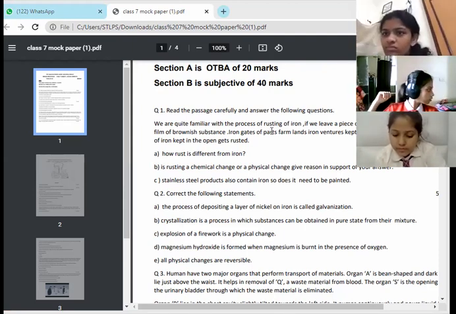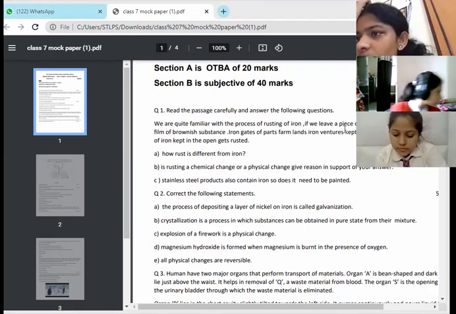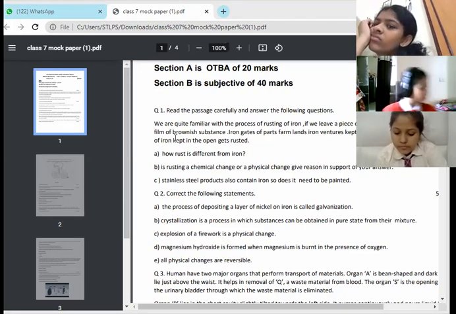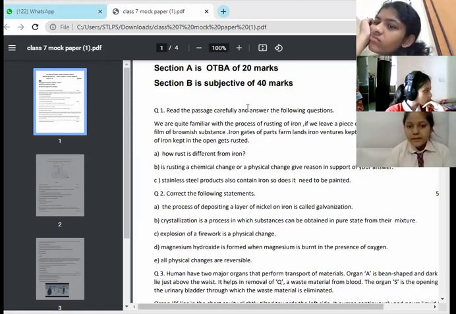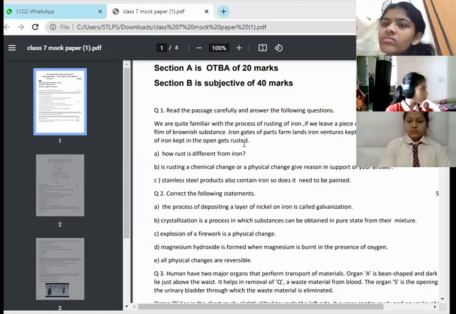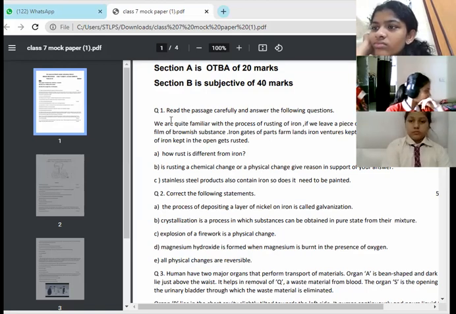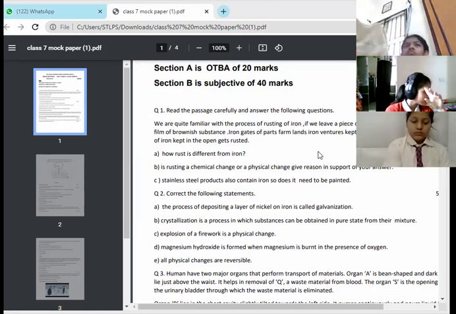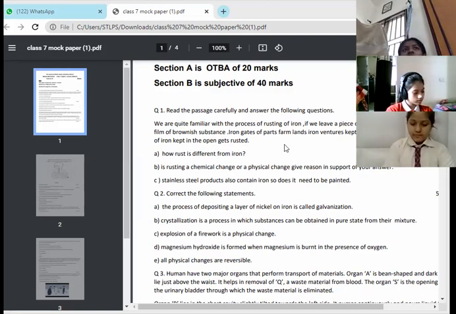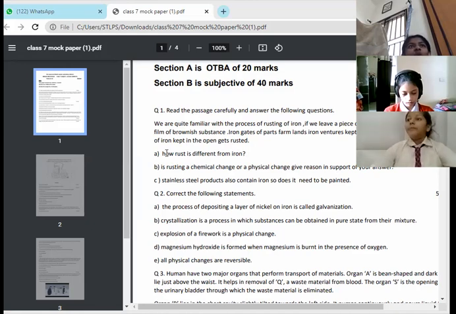We are quite familiar with the process of rusting of iron. If we leave a piece of iron in the open for some time, a film of brownish substance gets deposited on it. Iron gates of the parks, farmlands, iron benches kept in the lawns and the garden, almost all iron kept in the open gets rusted. Everybody has seen that whenever anything made of iron is kept in the open, it gets rusted. Even the gates of your home, you have to paint regularly. So why does that happen? On the basis of this paragraph, you have to answer this question: How is rust different from iron?